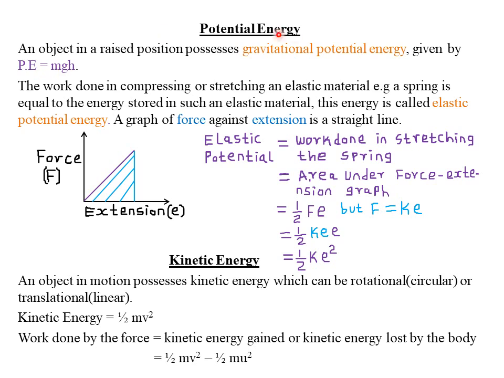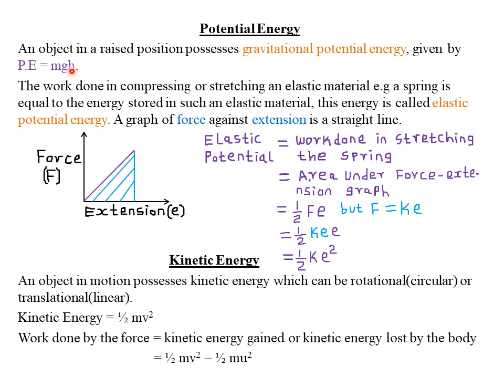Therefore, for a body to possess gravitational potential energy, it must be at some raised position, or there must be some height of that body from the ground. Otherwise, if the body is resting at ground level, the height from the ground will be 0, and therefore mass times gravity times 0, the final answer will just be 0. Therefore, a body is only said to possess gravitational potential energy if, one, it has some mass m, and two, it is at some height from the ground.